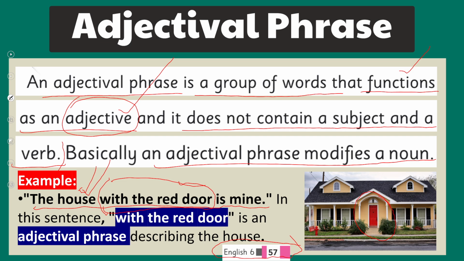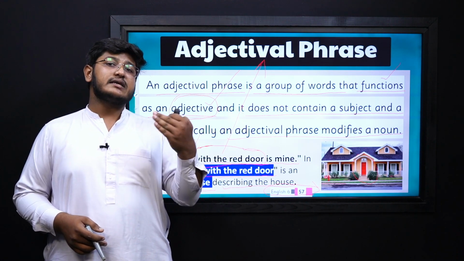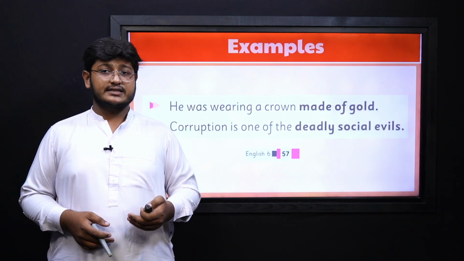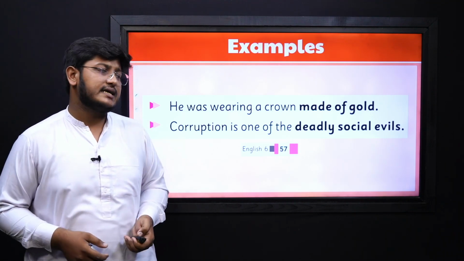So having a red door is a quality of the house, and a group of words which is telling us about the quality or doing the function of an adjective is actually an adjectival phrase. So in this sentence, with the red door is an adjectival phrase or adjective phrase describing the house. As adjectives do, they are describing words, and adjectival phrases are actually the describing phrases in the main text. I hope you guys understand. Let's go further and take some more examples to make our understanding more precise and clear.